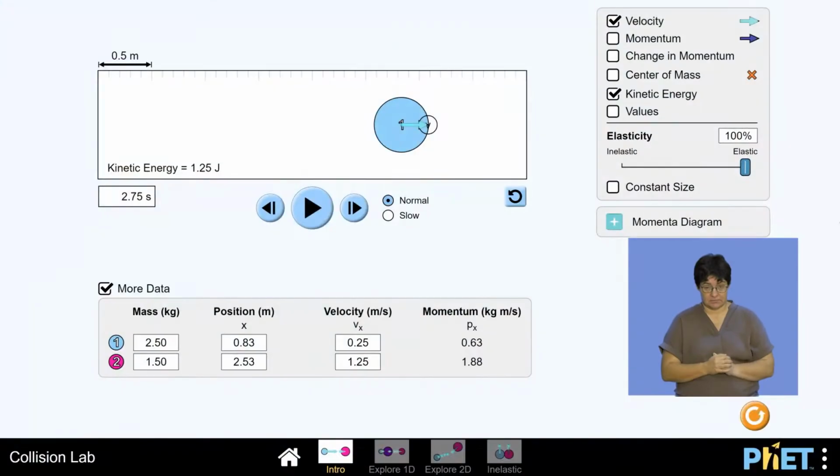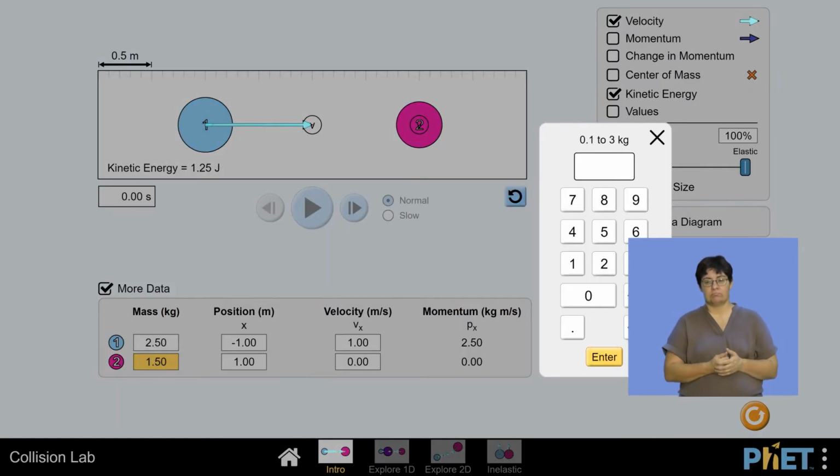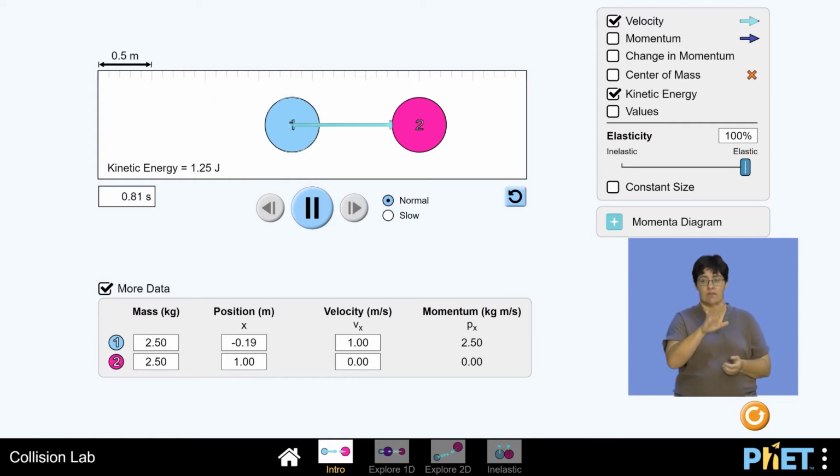Number 1 goes slower because of the collision, and number 2 speeds up, but they still go. Let's see what happens. Let's make number 2 the same mass as number 1, but now it's stationary. My total is still 1.25. Let's see what happens.